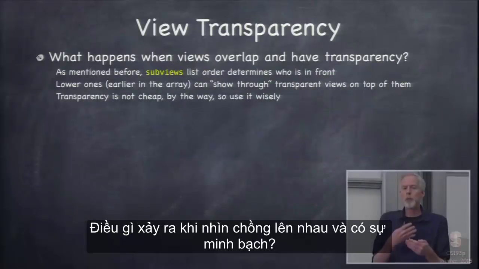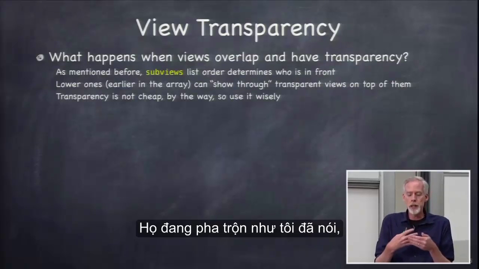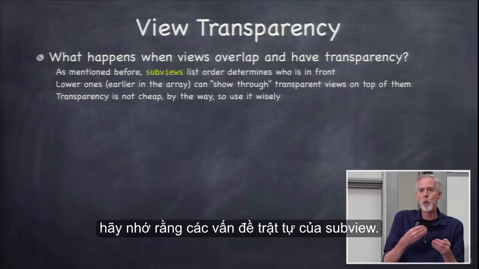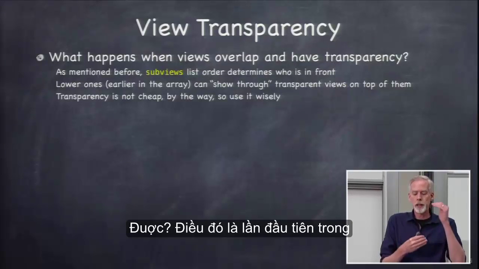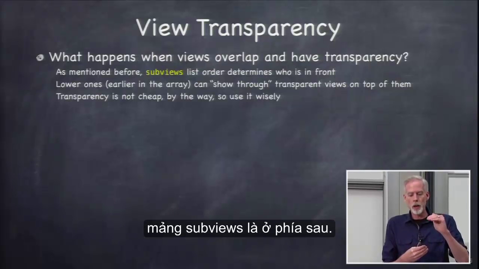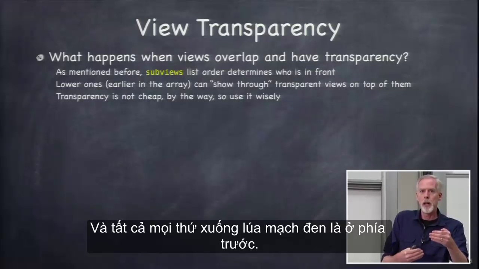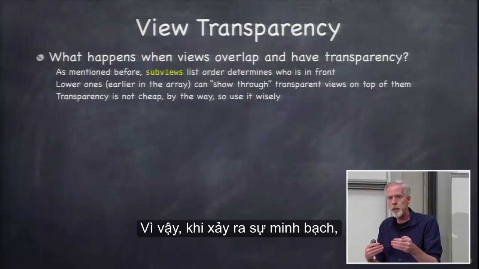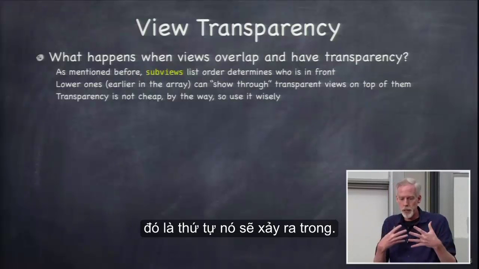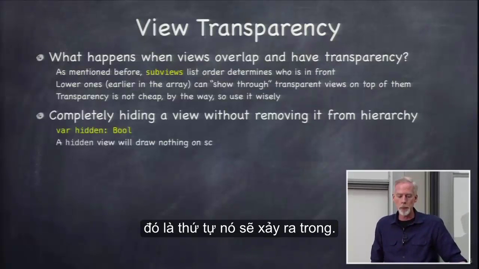What happens when views overlap and enhance transparency? They're blended, as I said. Remember that the subviews order matters. The thing that's first in the subviews array is in the back, and everything down the right is in front. So when the transparency happens, that's the order it's going to happen in.